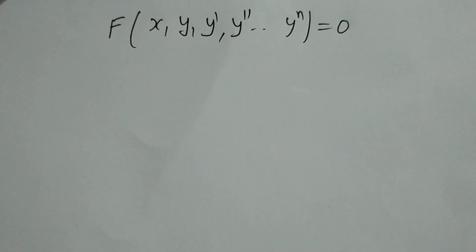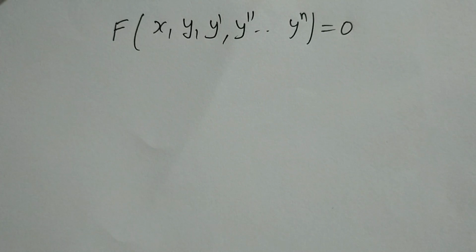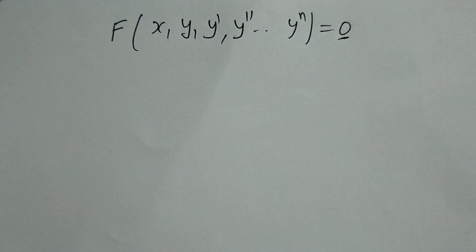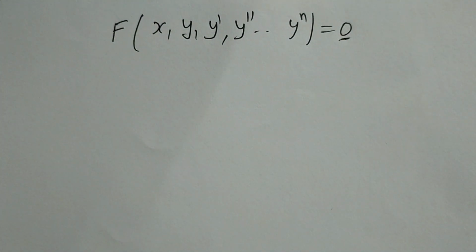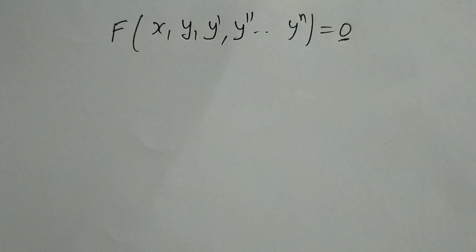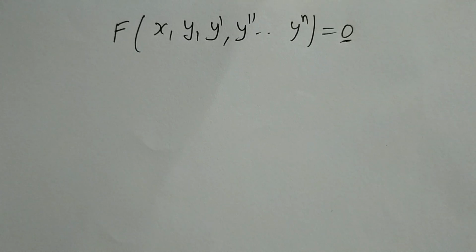This is the nth order ordinary differential equation, and the right hand side is 0, so this is the homogeneous differential equation. And in the last video I explained how to solve this homogeneous differential equation using the auxiliary equation.